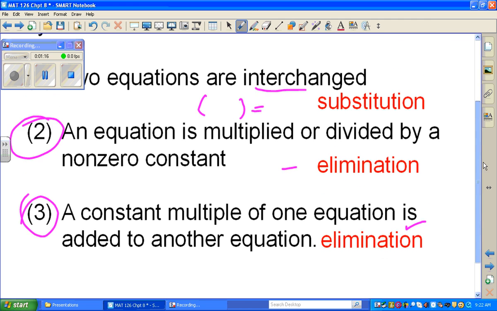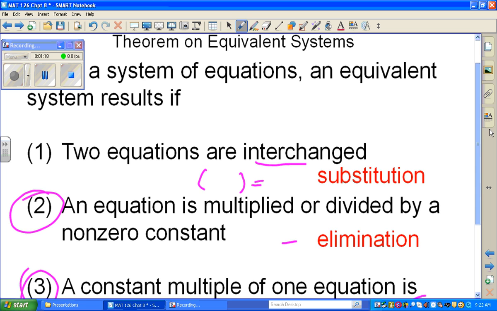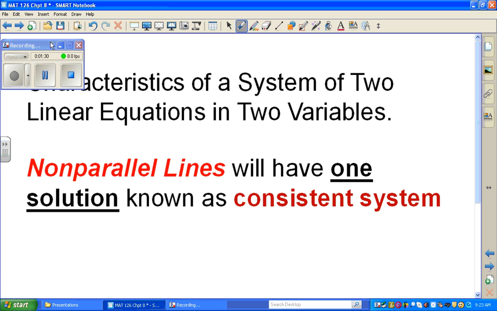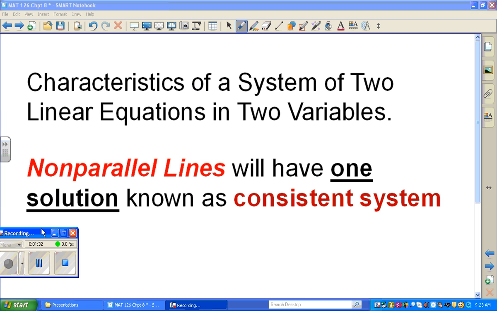The directions on your last exam will say use the elimination method, or it'll say use the substitution method. And if they don't say either one, we'll talk about how to do that on Monday. All right? A couple of lines, definitions, terms. Just remember, review some of that.